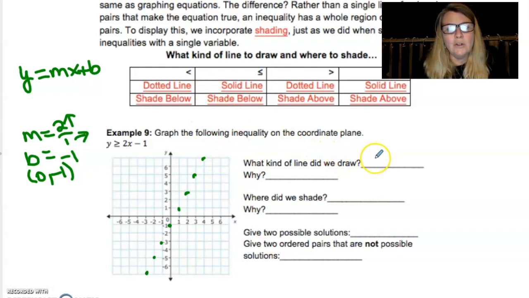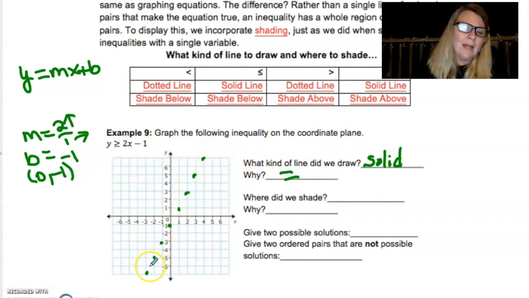What kind of line are we going to draw? We're going to draw a solid line. How do I know I'm going to draw a solid line? Because I'm going to look at my inequality symbol, and it has an equal to sign with it. Anytime it has an equal to sign, that means anything on that line is a true solution. It is where the two sides are exactly equal to each other. So let's pick up our line tool, and we will use a solid line, connecting the dots and putting the arrows on both sides.